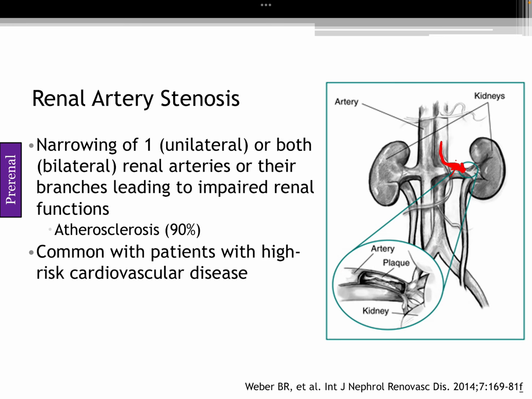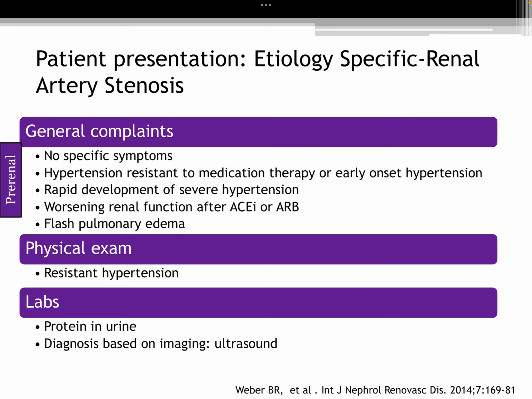So it could build up in your heart vessels leading to MIs. It can build up in your carotid arteries leading to a stroke. In the renal arteries, this narrowing causes acute kidney injuries. And this is very common in patients that have atherosclerosis in other parts of their body or other risk factors for cardiovascular disease. Most of these patients don't really have specific symptoms that lead them to coming to the hospital or to the doctor's office.